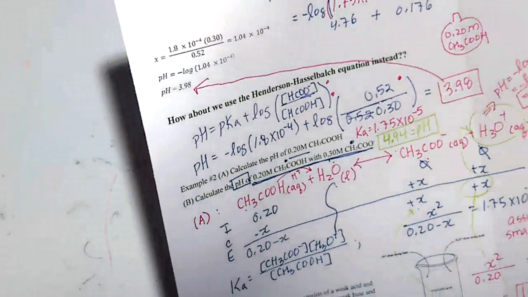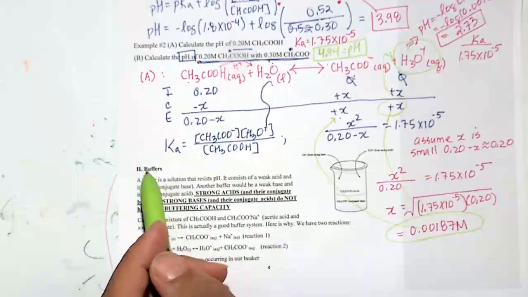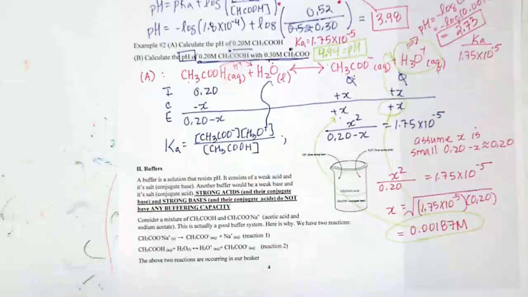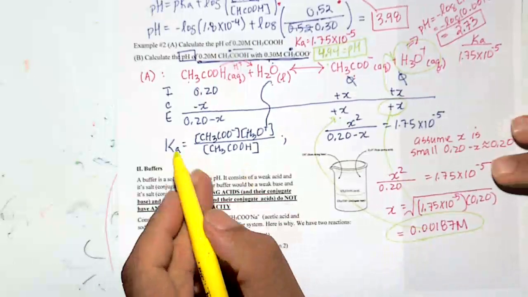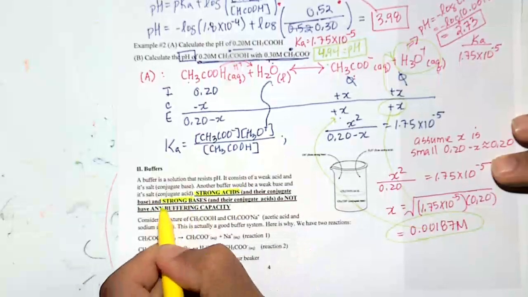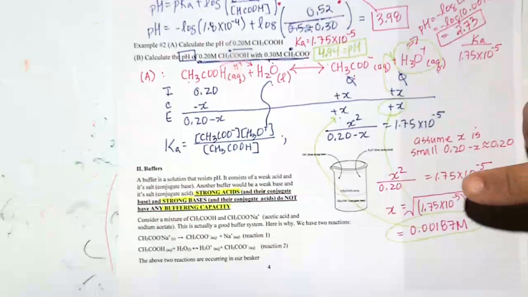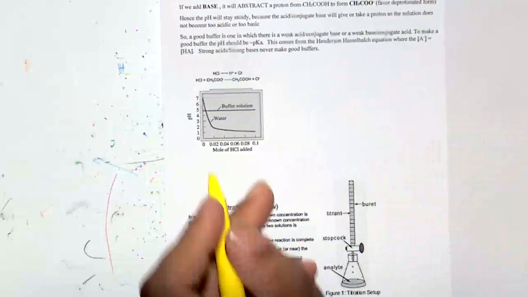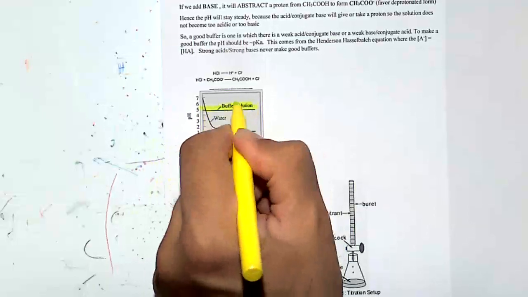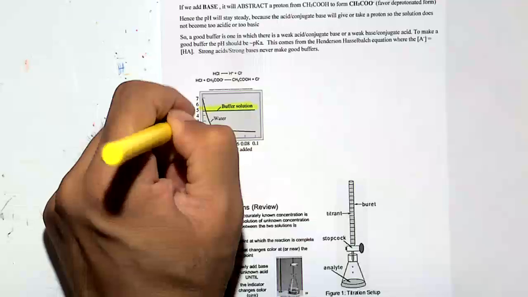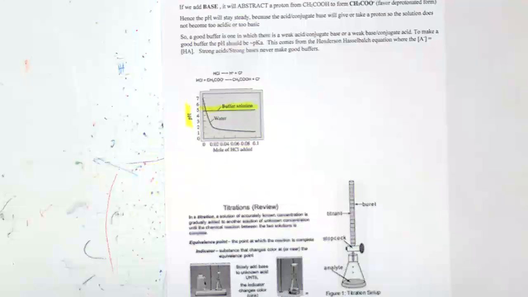All right, so let's just wrap up some points here on buffers. Like I mentioned before, strong acids and strong bases do not have a good buffering capacity. You don't want anything strong there. And what does a buffer do well? A good buffer will keep the pH steady. It keeps the pH level.